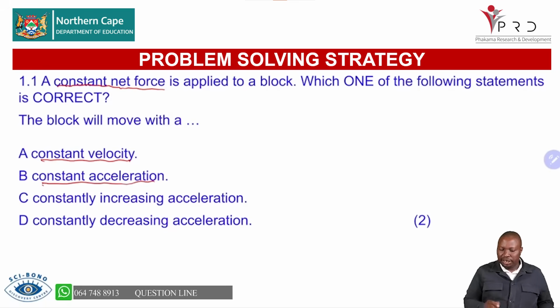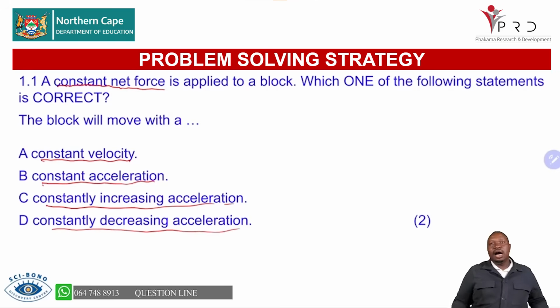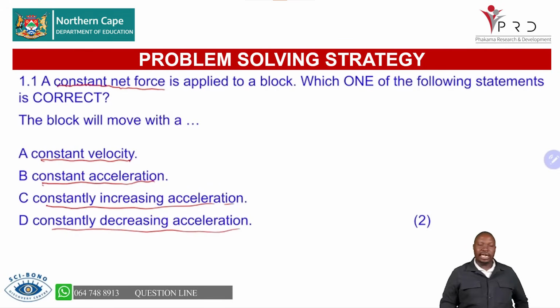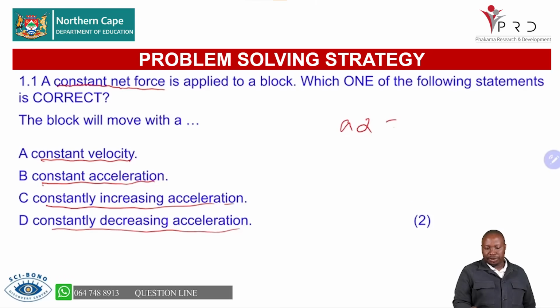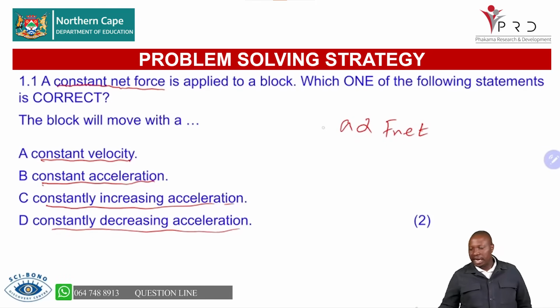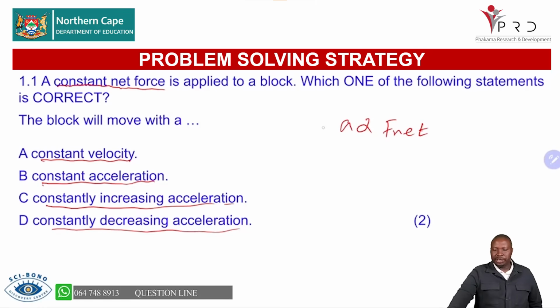Constant acceleration, constantly increasing acceleration, and constantly decreasing acceleration. Remember, we said acceleration is directly proportional to the net force. So if we have a constant net force, we have constant acceleration. Then you are able to choose your answer there as B.